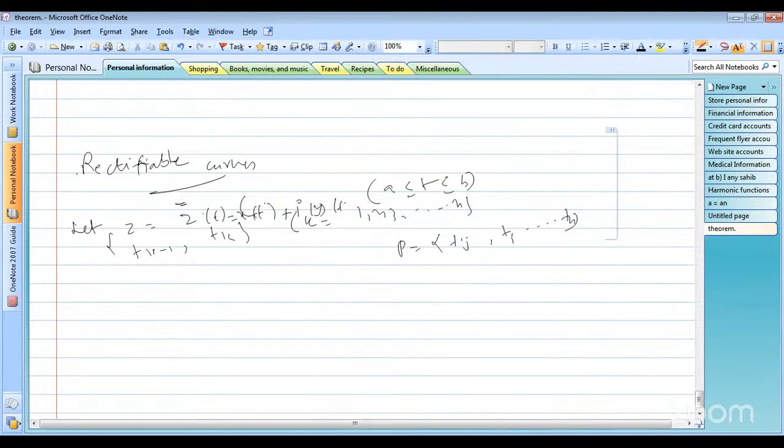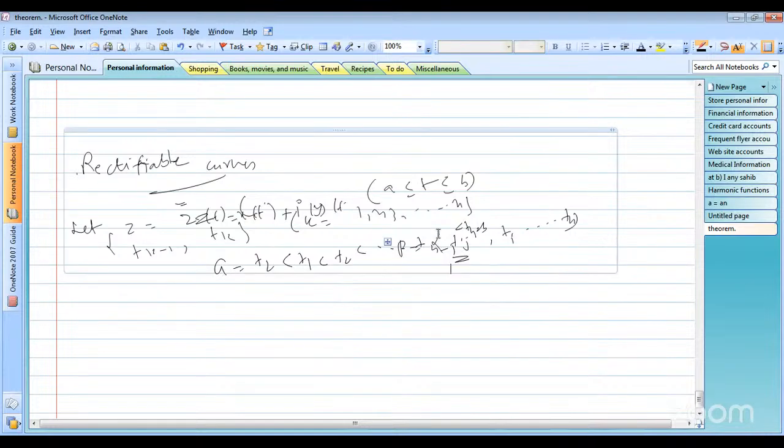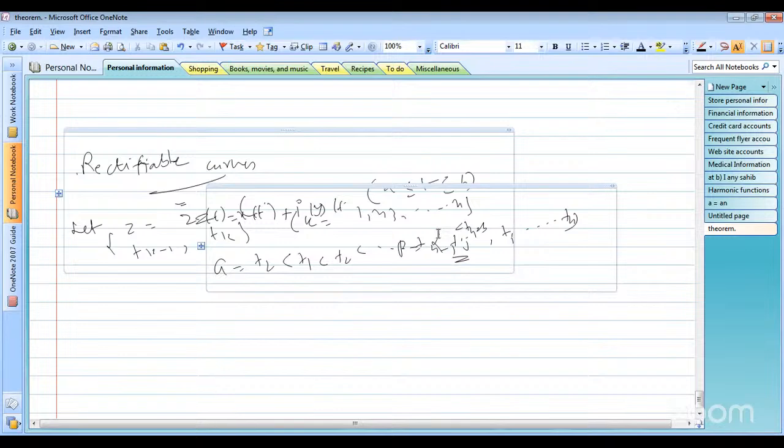a is equal to t0 less than t1 less than t2 less than so on, t(n-1) less than tn is equal to b. Again I am telling here: a is equal to t0 less than t1 less than t2 less than so on, t(n-1) less than tn is equal to b. So t1, t2, t3, t4, up to t(n-1) are in this partition. So the corresponding partition divides the curve C into n arcs here.